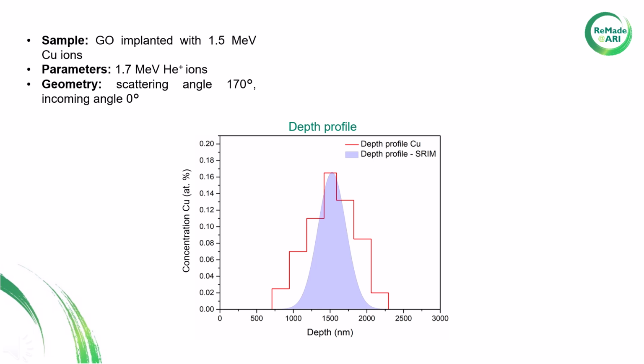The experimentally determined depth profile can be compared with simulated profiles calculated by the Monte Carlo program SRIM. The above depth profile was taken for a graphene oxide sample that was implanted with 1.5 MeV copper ions. The ions were implanted to a depth of 1,500 nanometers. The depth profile shows that the measured and simulated data exhibit a step.